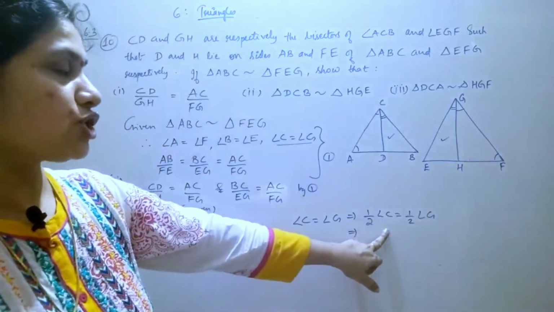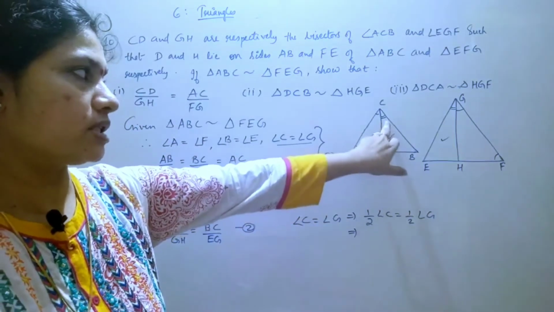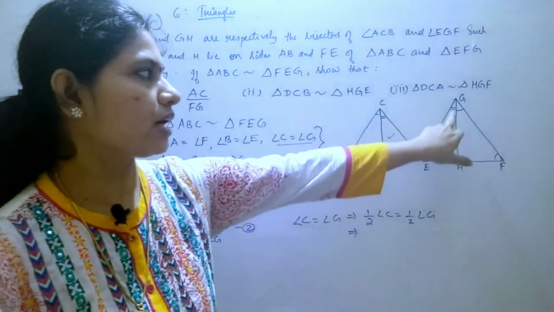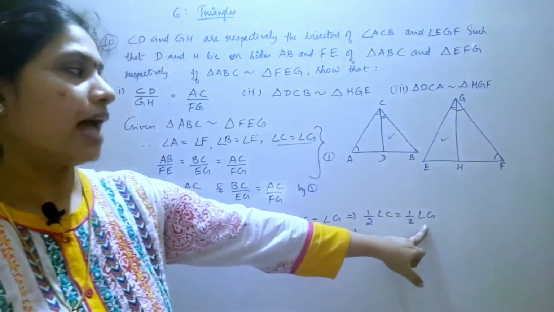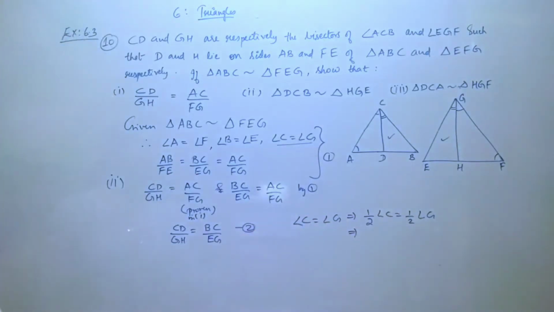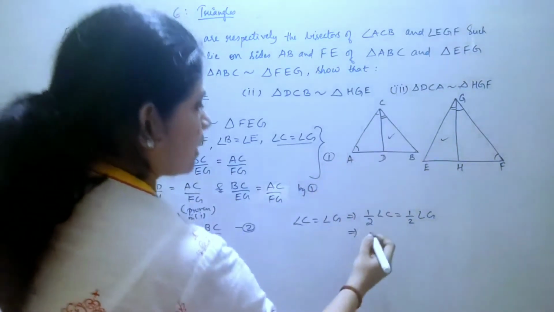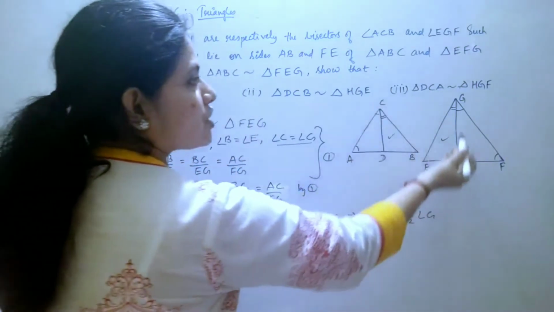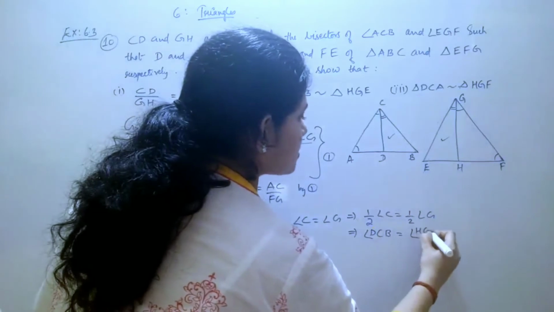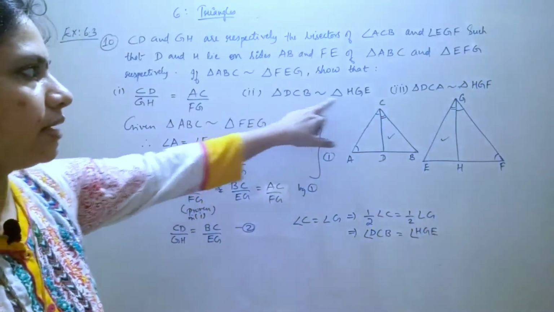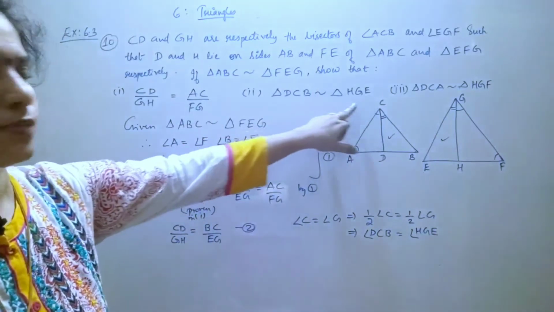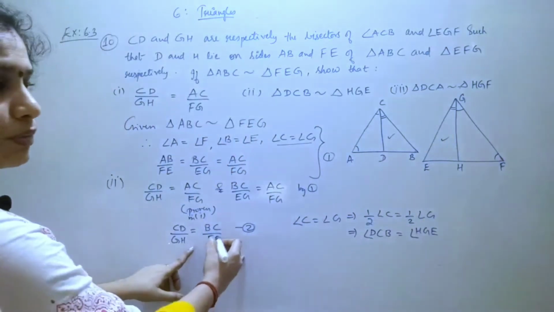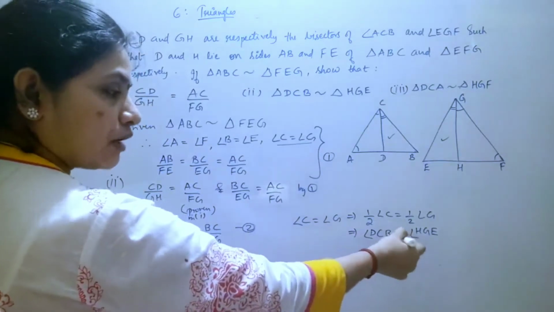And this half of C should be replaced with which triangle we want? In this triangle we will use this angle, and in this triangle we will use this as the half of angle G. And what will be that angle? It will be DCB. Angle DCB is equal to angle HGE. That will be clear from the triangle given. Okay, the corresponding parts. So you got two sides to be proportional and one pair of angle to be equal.